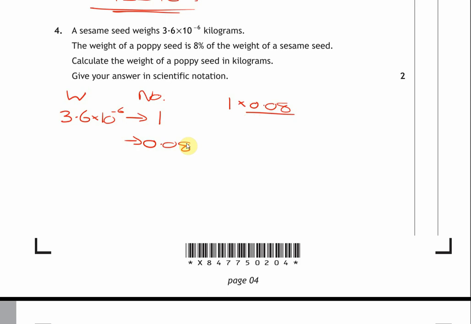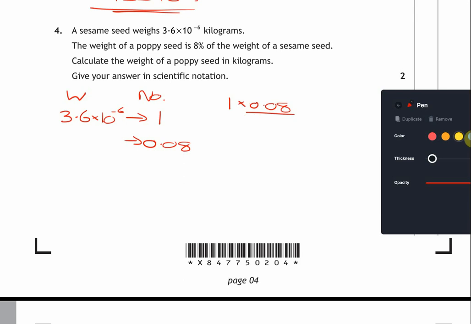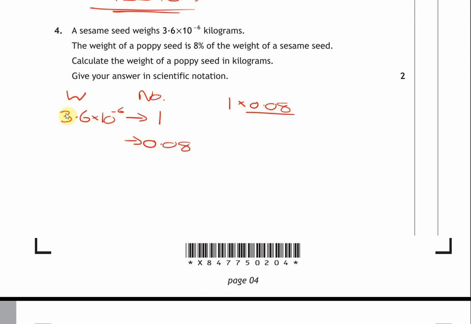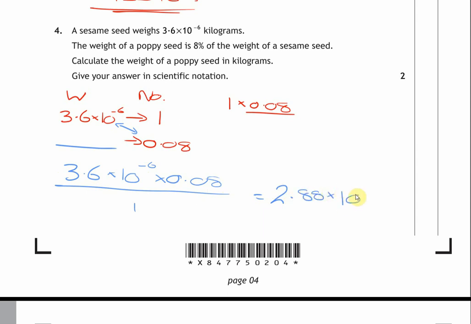So we would have 0.08, and then I'll change the colour, we're going to perform this calculation. We're going to do 3.6 times 10 to the minus 6 multiplied by 0.08, and then we divide by 1, and that will give us this value here. So the calculation becomes 3.6 times 10 to the minus 6 multiplied by 0.08, all divided by 1. Our answer becomes, in scientific notation, 2.88 times 10 to the minus 7 kilograms.